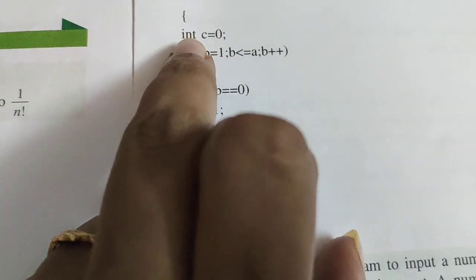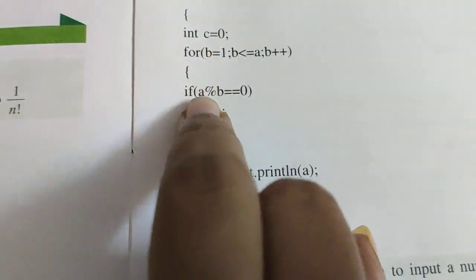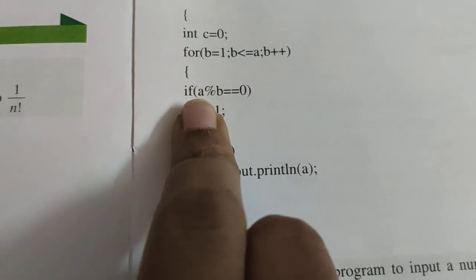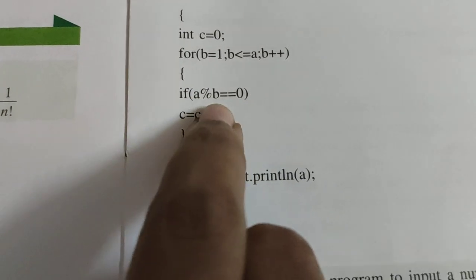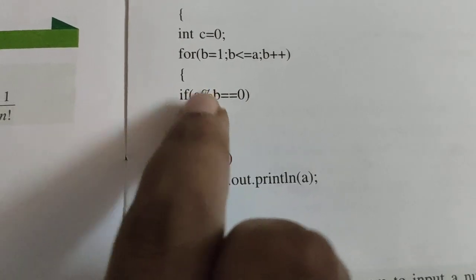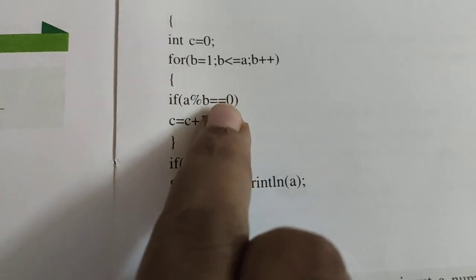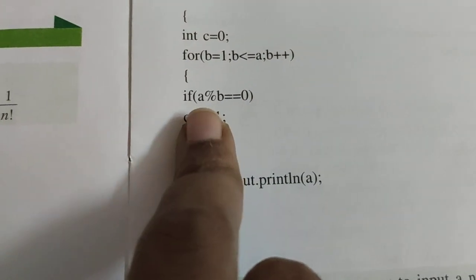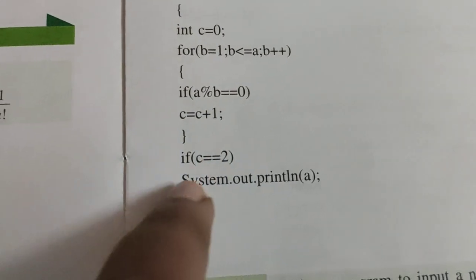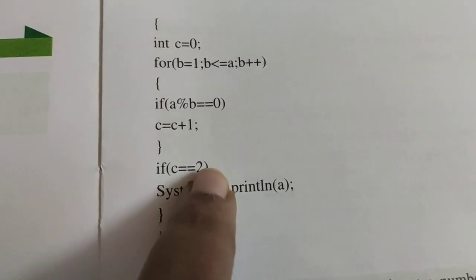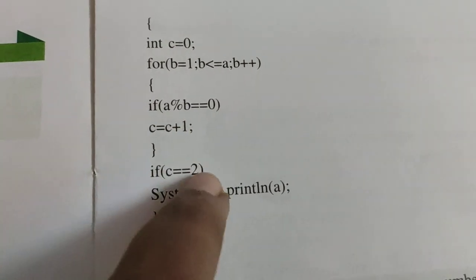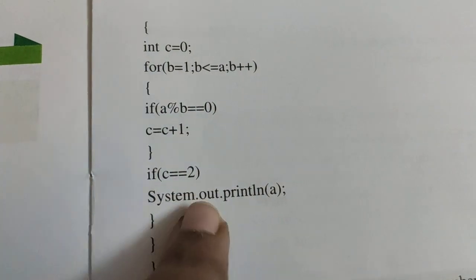So again and again c will become 0 and it is again going to enter into the for loop. If b is equal to 1, it is going to check. Now the value of a is 3, so 3 mod 1 is equal to 0. And 3 mod 1 is obviously going to be 0 because every number is divisible by 1. So now the value of c will be 1. So again it is going to check if c is equal to 2. No.